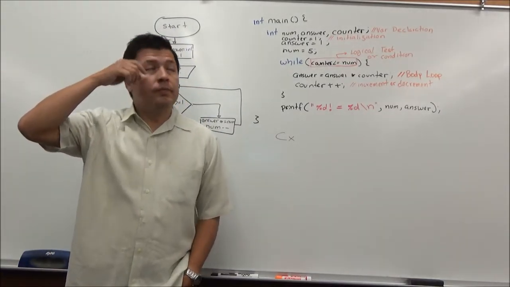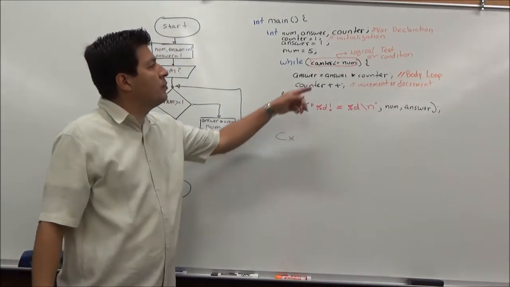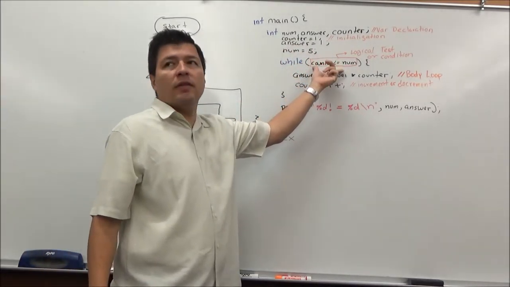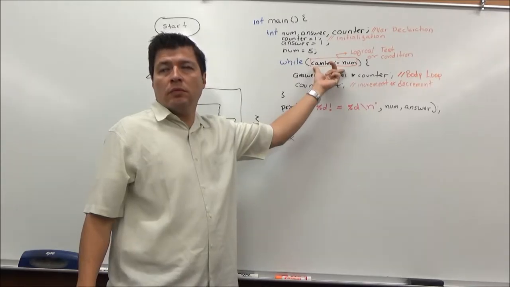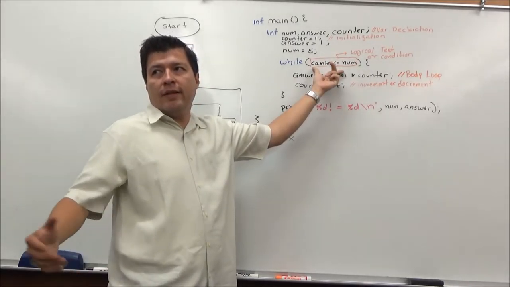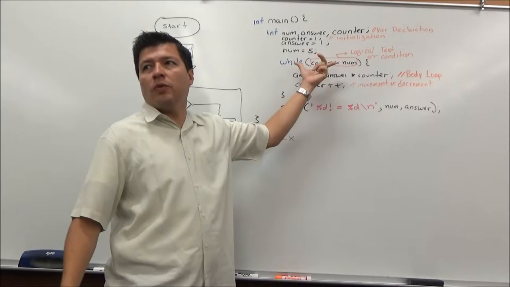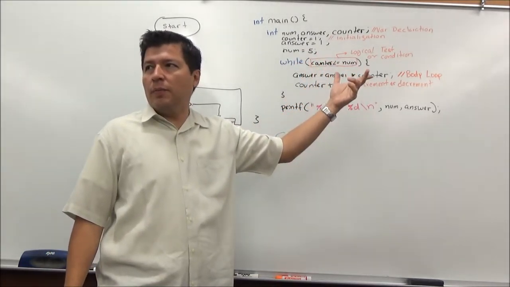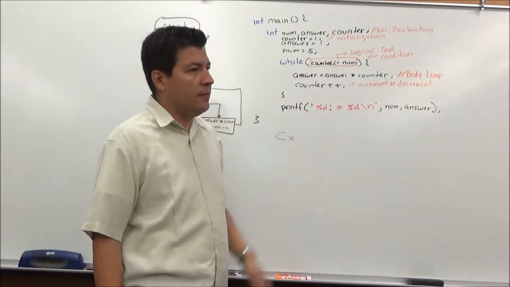So in the while loop, it takes one CPU cycle to evaluate this expression, and the result will be true or false. And the next CPU cycle, then it'll say while true or while false. So it takes at least two CPU cycles.